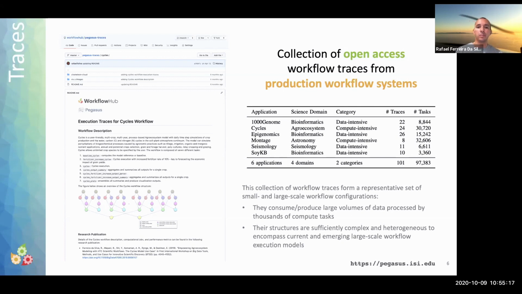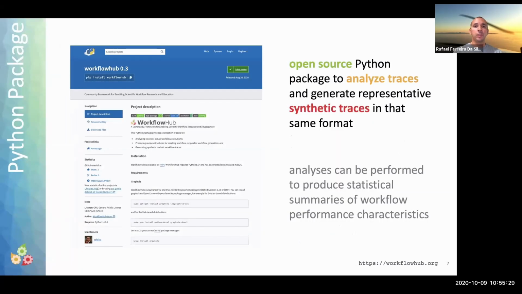As part of the WorkflowHub project, we have created an open source Python package that facilitates some of the steps of our concepts. It handles trace analysis and the generation of synthetic traces. This Python package, as I said, is open source. Anyone can go there and make contributions. We expect you to be one of the new contributors to the WorkflowHub.